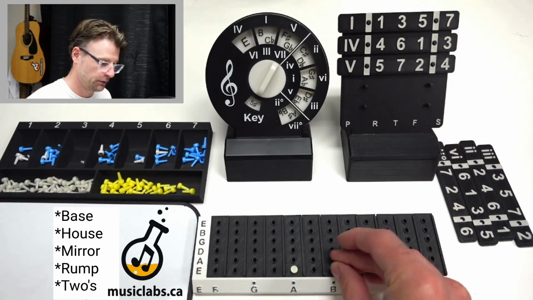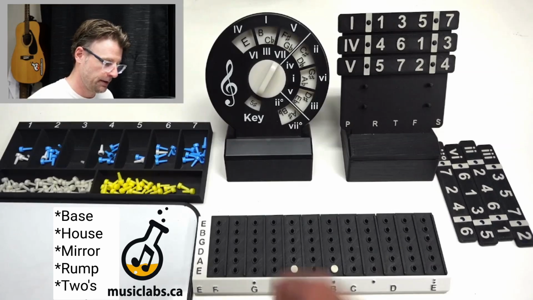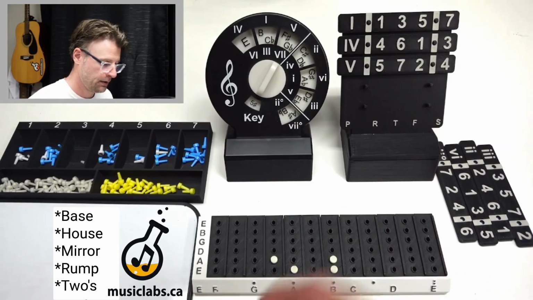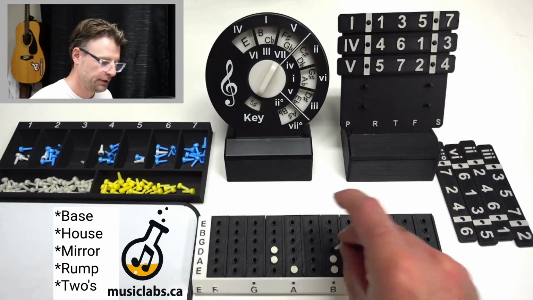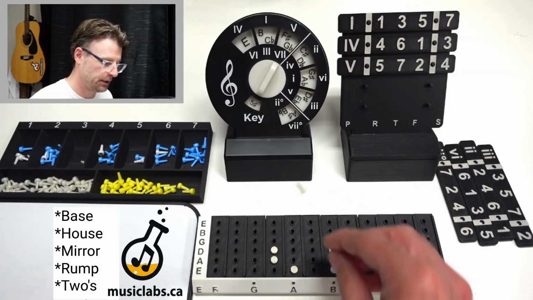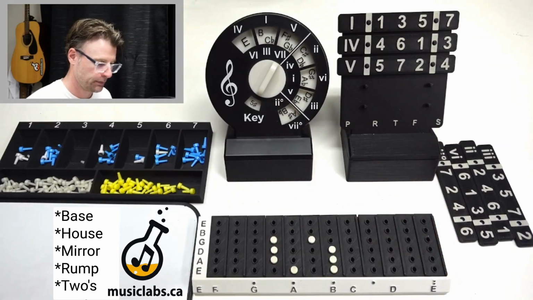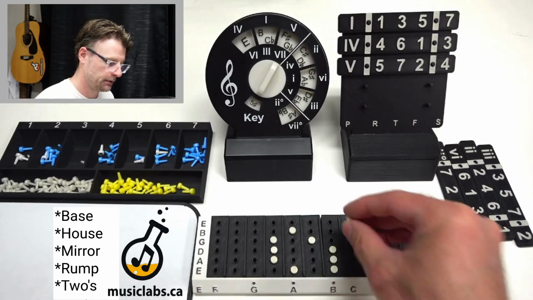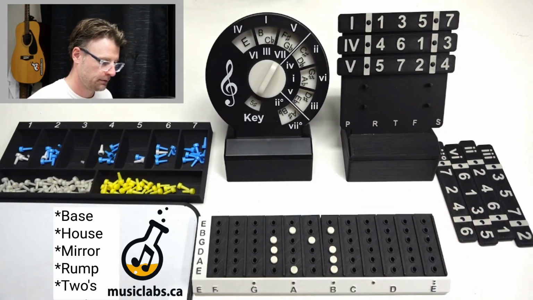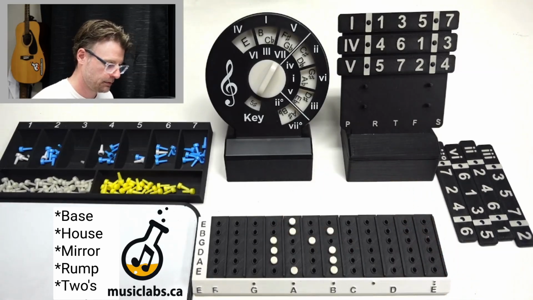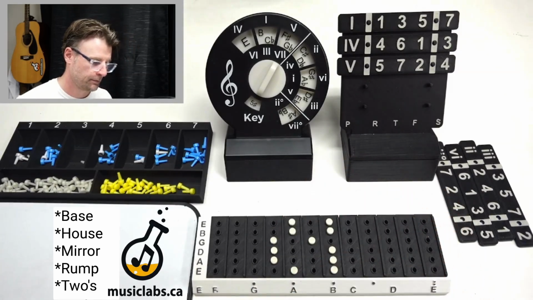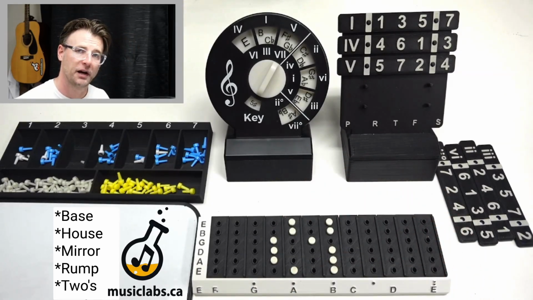So we're going to start over, see if we can get this right. And we'll put intervals to this later on. We'll put chord shapes to this. We're going to put so much to this. Now I'm hoping I didn't do it wrong. Otherwise I'd have to start over again. Okay, there we go. We have the house pattern.